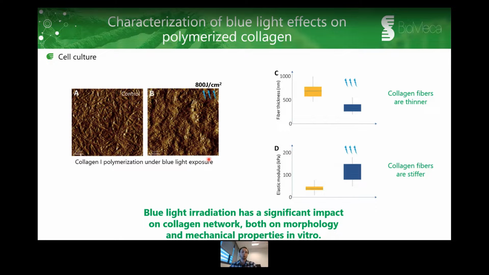So blue light irradiation also has an impact, an action, on the modification of the morphology and mechanical properties in vitro of collagen 1 fibers.